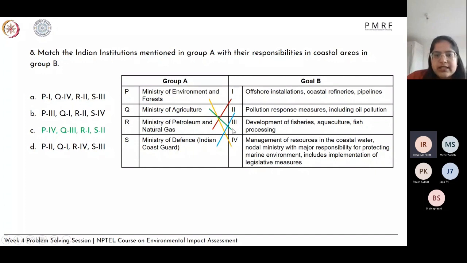So Q matches with 3, and then the Ministry of Petroleum and Natural Gas looks at offshore installations, coastal refineries, and pipelines. So R matches with 1. And the Ministry of Defense, Indian Coast Guard, looks at the pollution response measures, including oil pollution. So S matches with 2. So the correct answer was C, that is, P matches with 4, Q matches with 3, R matches with 1, and S matches with 2. So the ministries and their roles are important, so keep a note of this.